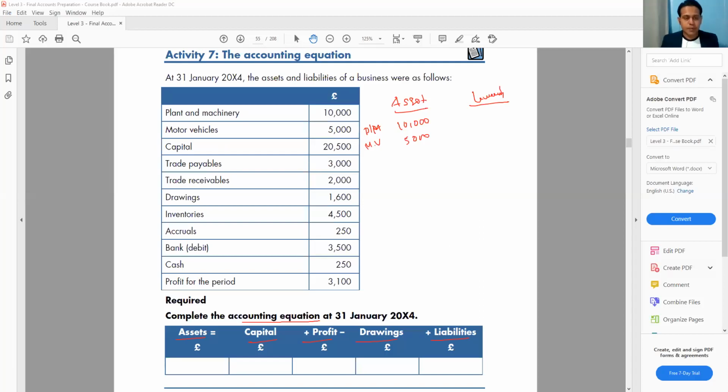Trade payable. Trade payable is our liability. Trade payable means the credit supplier, 3,000. Trade receivables. Trade receivables means sales ledger control. This is our 2,000. It's our asset. Then drawings. When the owner withdraws any money from the business, we call it drawings. This is not an asset, this is not a liability.